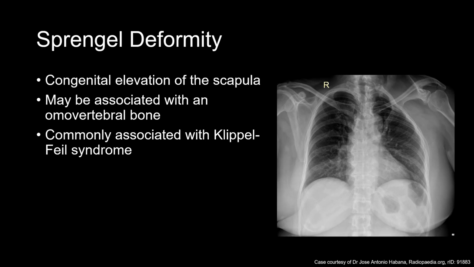Some congenital anomalies and normal variants. So this is Sprengel deformity, and Sprengel deformity is elevation of the scapula that is not normal. So you can see on the right side we have the scapula in its correct position, but then on the left the scapula is riding a lot higher. Now, Sprengel deformity can also come with something called an omovertebral bone, where you'll have an osseous bar that bridges between the medial border of the scapula and the spine. It is commonly associated with Klippel-Feil as well.